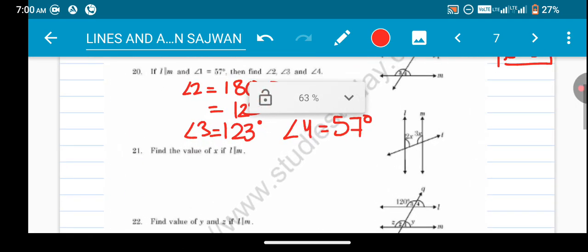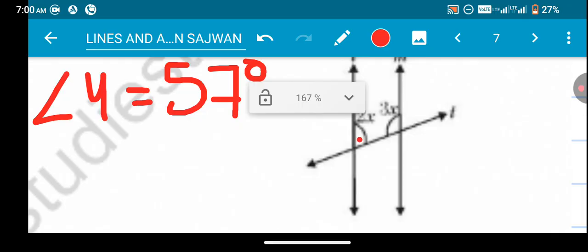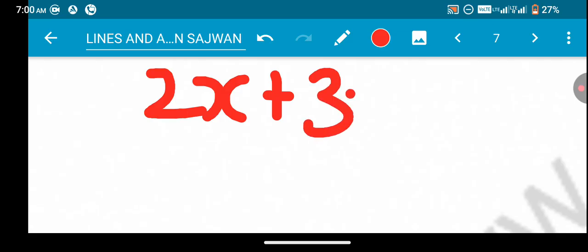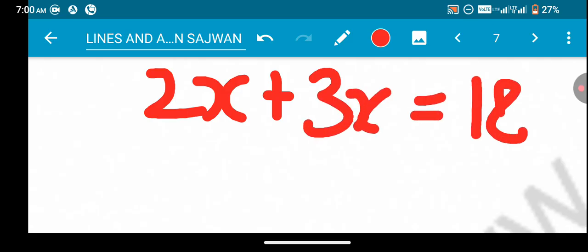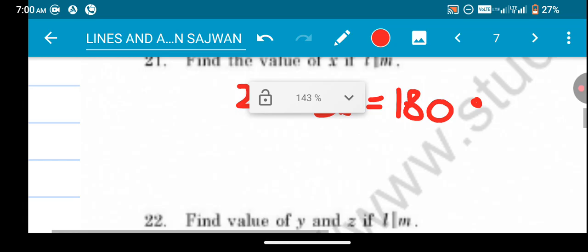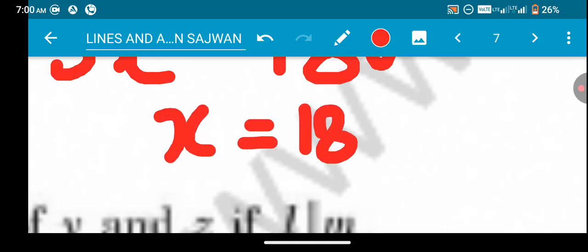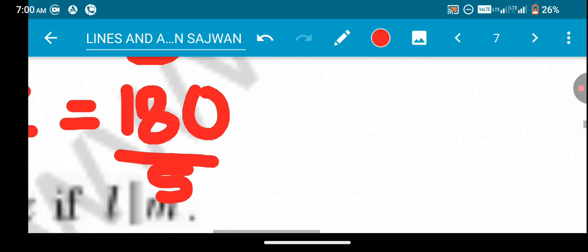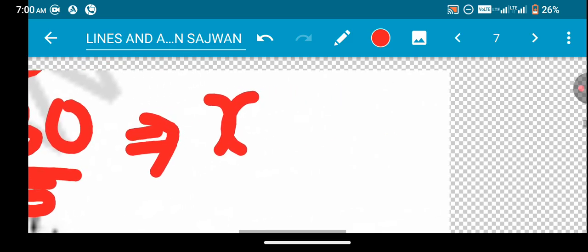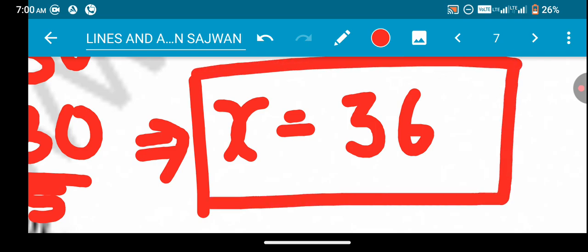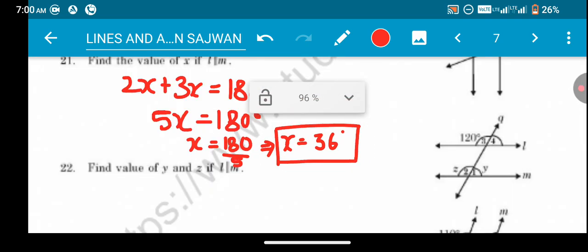Find the value of x. 2x and 3x are adjacent angles. It means adjacent angles are supplementary, means 180 degree. 2x plus 3x, 5x is equal to 180 degree. X is equal to 180 by 5, x equal to 36 degree.